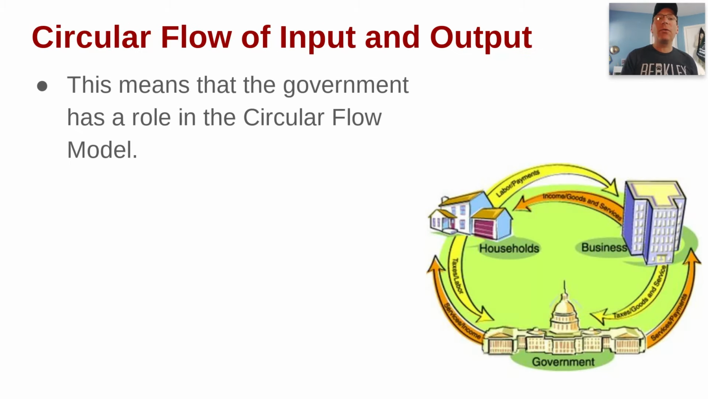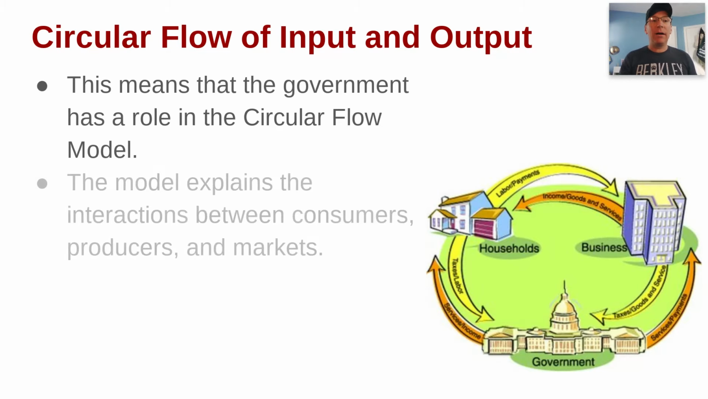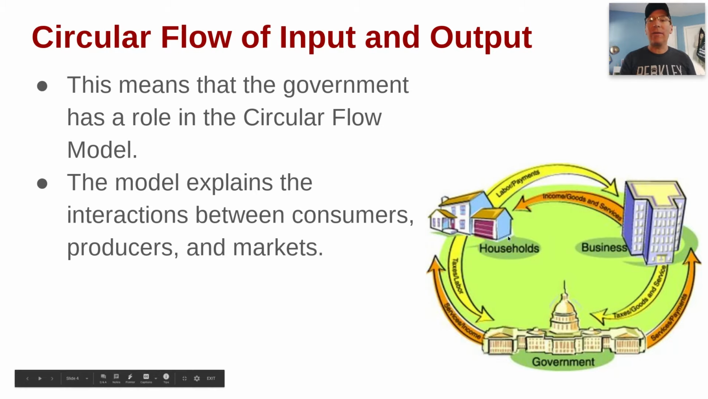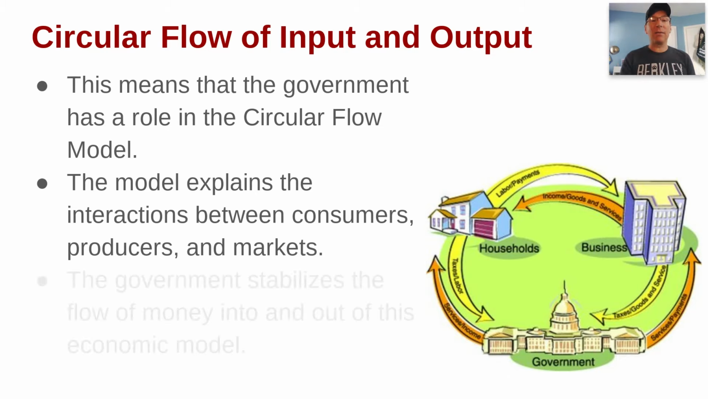So, circular flow of input and output. This means that the government has a role in the economy in the circular flow model that we have discussed in another video. This model explains the interactions between consumers and producers in the market. So here we have households and businesses doing our exchanges that have been discussed previously. But now this model includes the government. And this government is going to be consuming labor, also receiving taxes, also spending money in the economy itself.